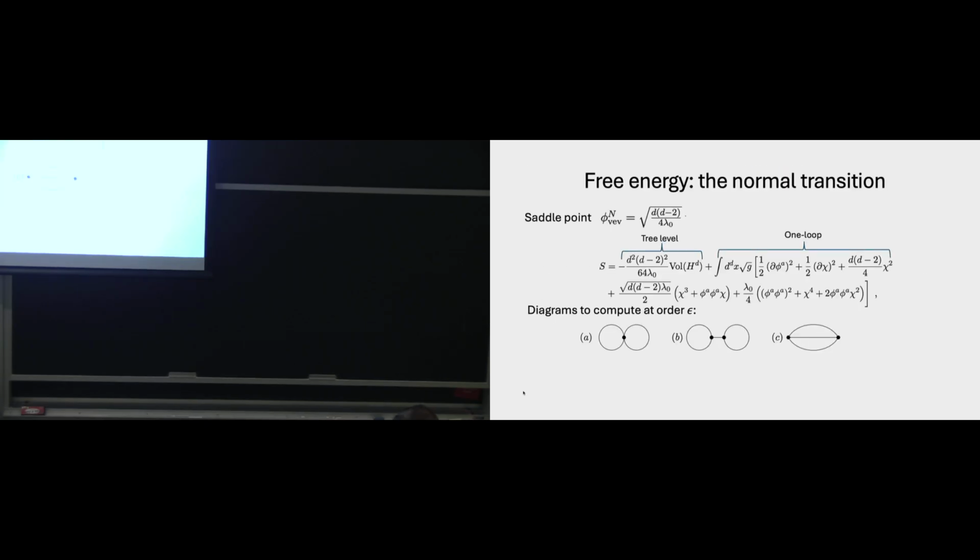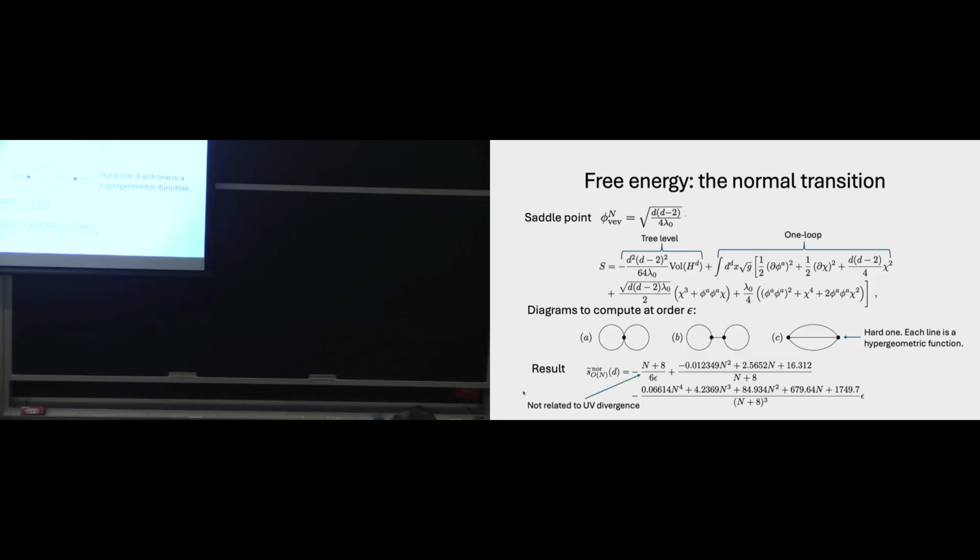Okay. I won't mention any calculations again, it's too long, and here I just give the result. That's the result for the S-tilde function at the normal transition. And this 1 over epsilon is not due to any loop divergence, not due to any UV divergence. It's just because of the tree level action, because we have 1 over lambda, and lambda is of order epsilon. Okay, with these results we can do Padé.